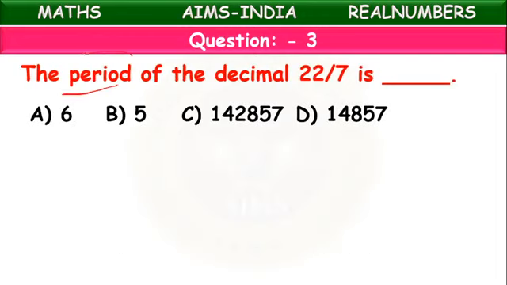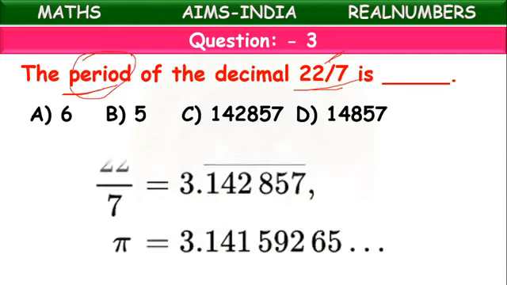Next they are asking the period of 22 by 7. So just now we have divided. 22 by 7 means 142857. So what is the period here?